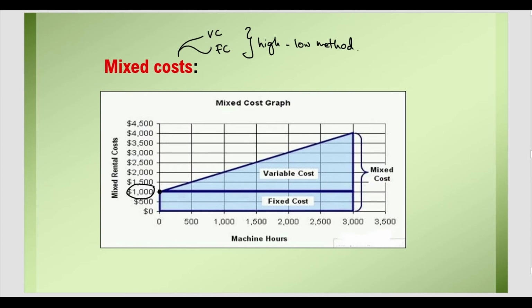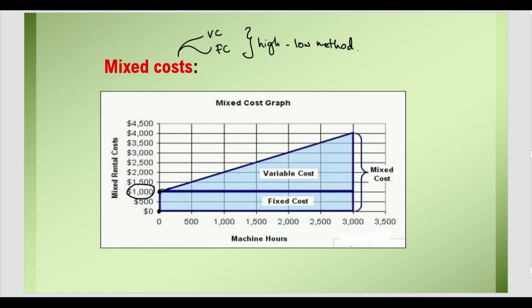Next part is a mixed cost. As you can see here, the mixture of fixed and variable cost graph will look like this. At 0 units produced, the company still incurs $1,000 as a fixed cost.